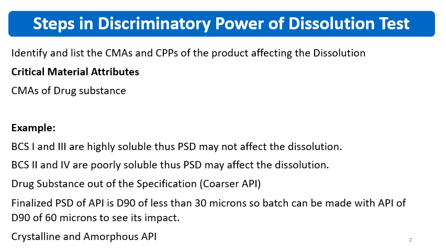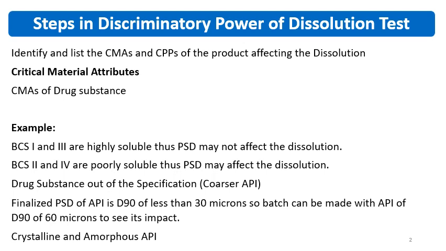Critical material attributes might be of the drug substance or the critical excipients. As an example of drug substances, if you consider BCS class 1 and 3, these are highly soluble, and that's why the PSD may not affect the dissolution. Very rarely it may happen that though the API is BCS 1 or 3, particle size is still playing a role. But in many of the cases, for highly soluble APIs, dissolution will not be affected by the particle size of the API.